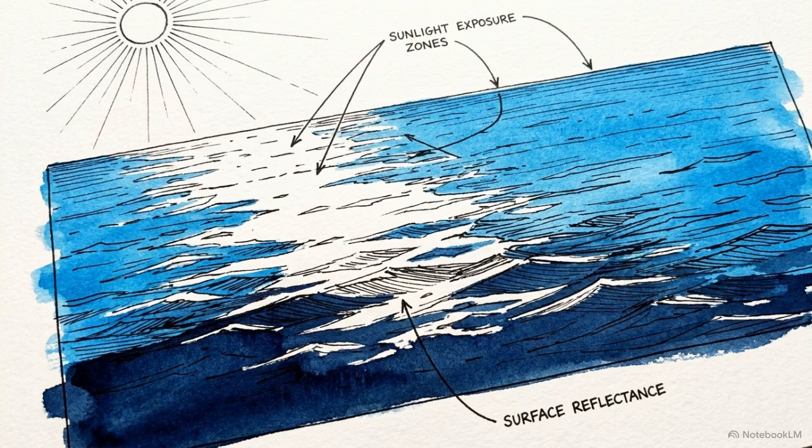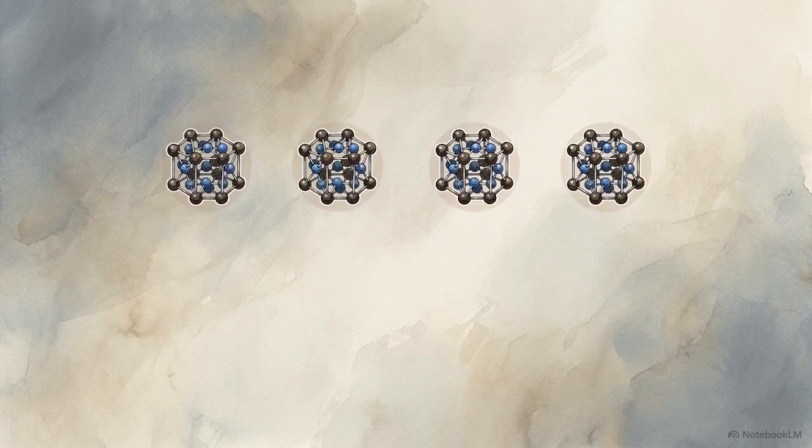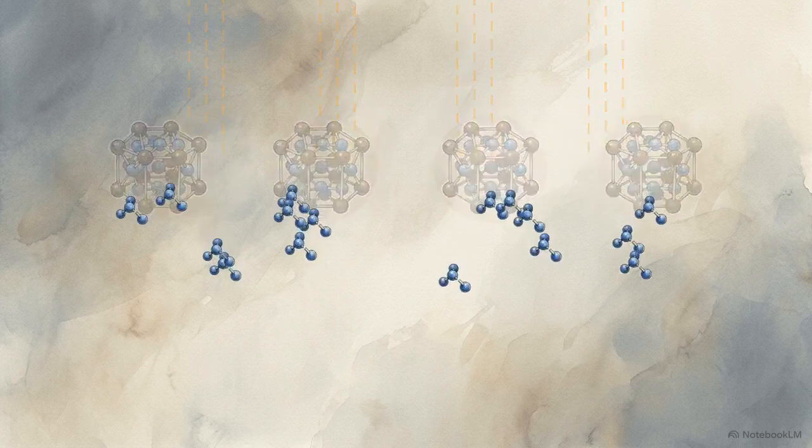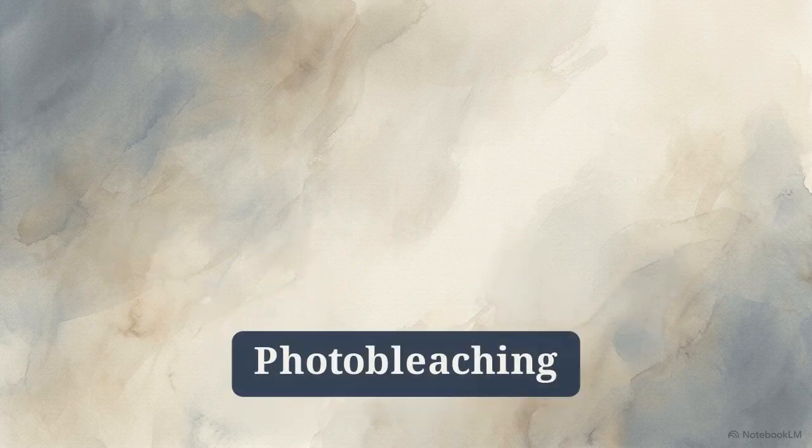CDOM is only a pseudo-conservative tracer. Its reliability as a proxy is strictly bounded by time and surface exposure. Prolonged exposure to sunlight physically destroys these organic molecules. Ultraviolet radiation breaks the complex carbon structures into smaller, invisible fragments, a chemical process known as photobleaching.